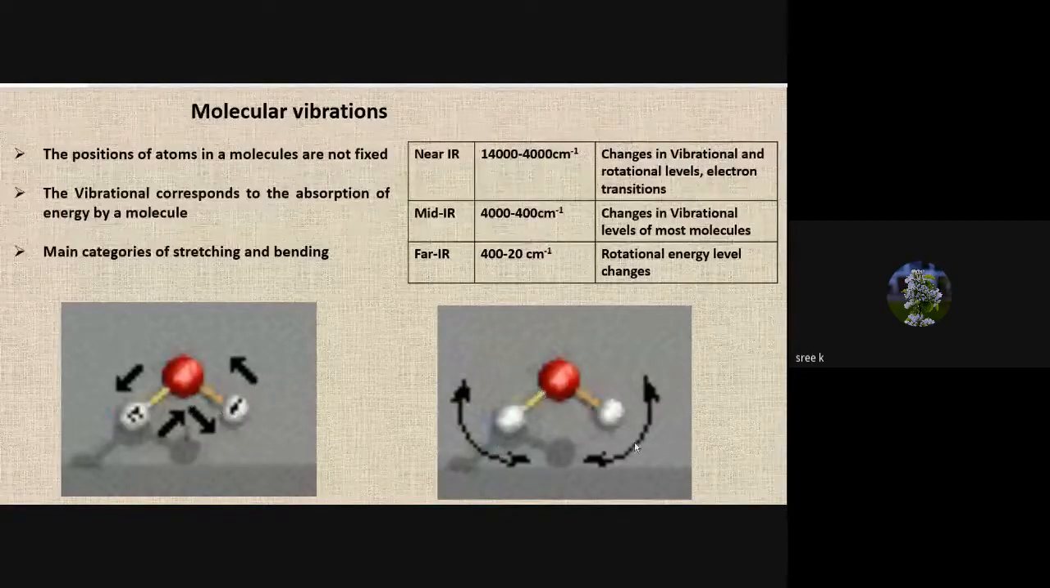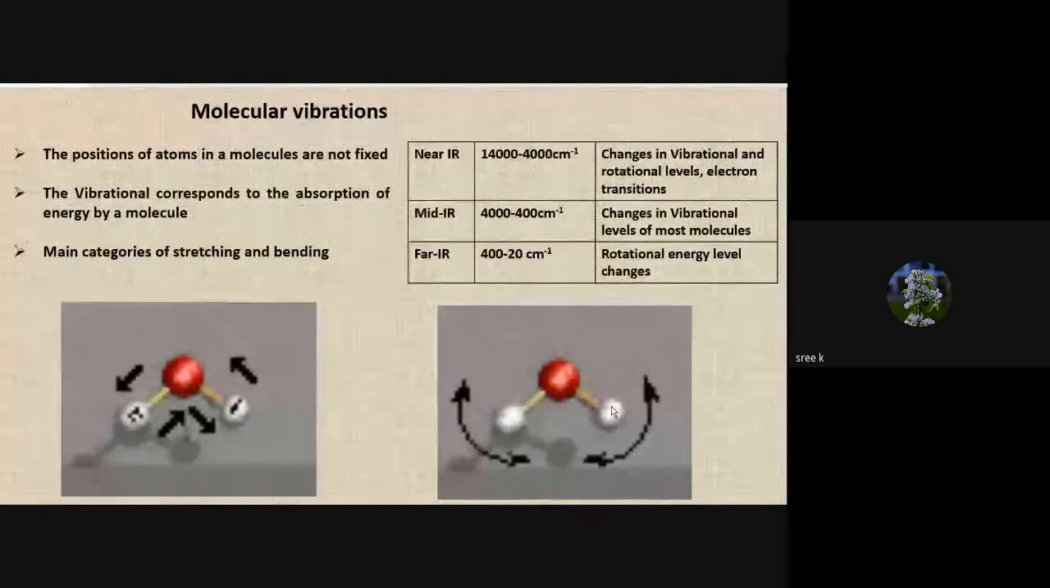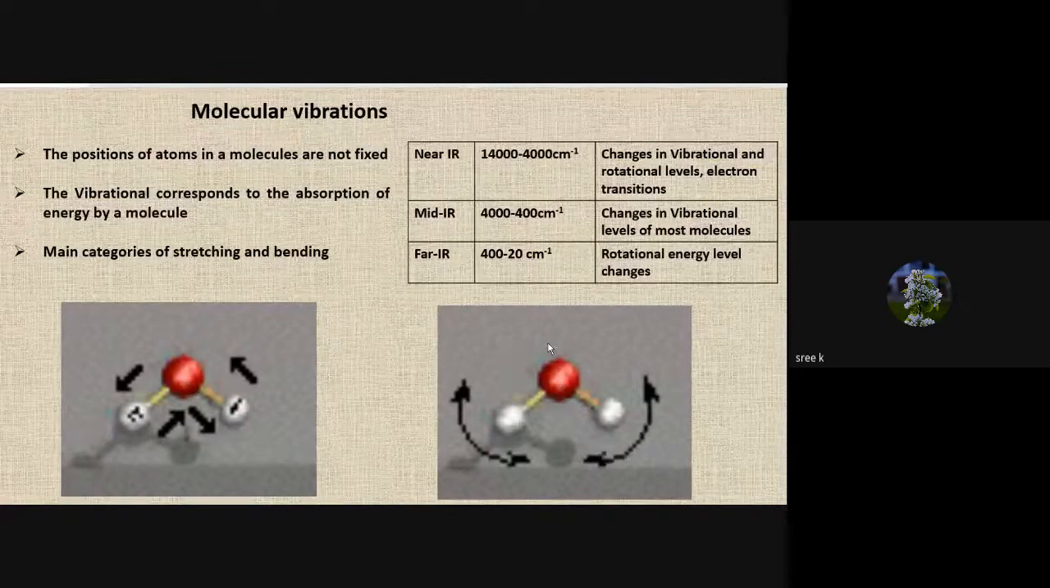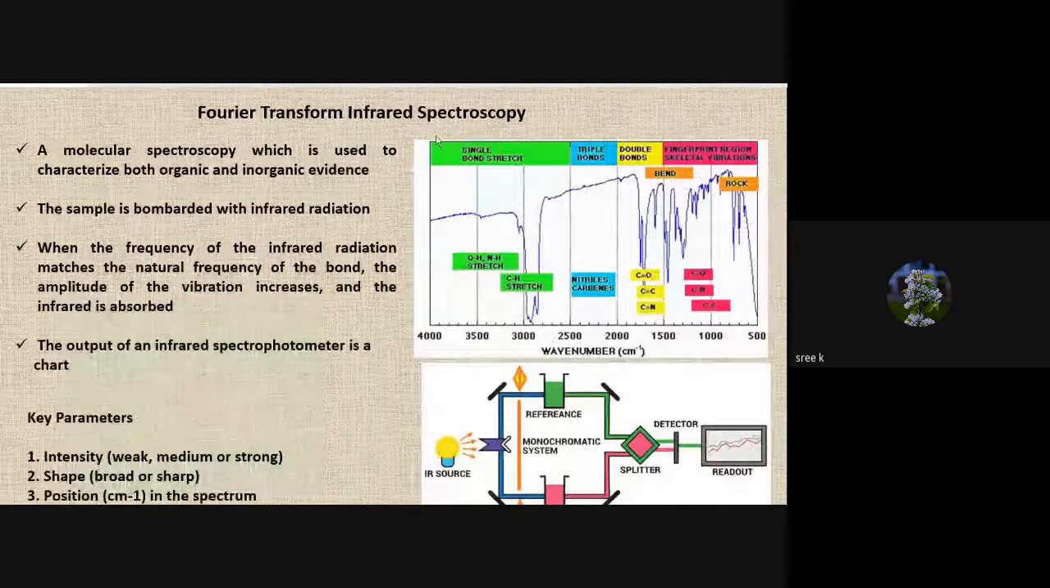This is actually the stretching, and this is the bending action of the molecule. These two have different modes of stretching and bending. That you can also find out from the FTIR spectrum. So FTIR is a molecular spectroscopy which is used to characterize both organic and inorganic evidence.